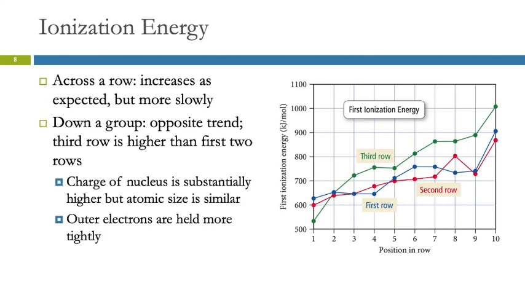So this is due to the fact that the charge of the nucleus is much higher on those lower elements, but their atomic size is similar, right? So you look at these guys, and the element in the third row has a much higher charge in the nucleus, but the size is very comparable to the other guys. And so a lot of it's the size that affects the ionization energy. Any questions?